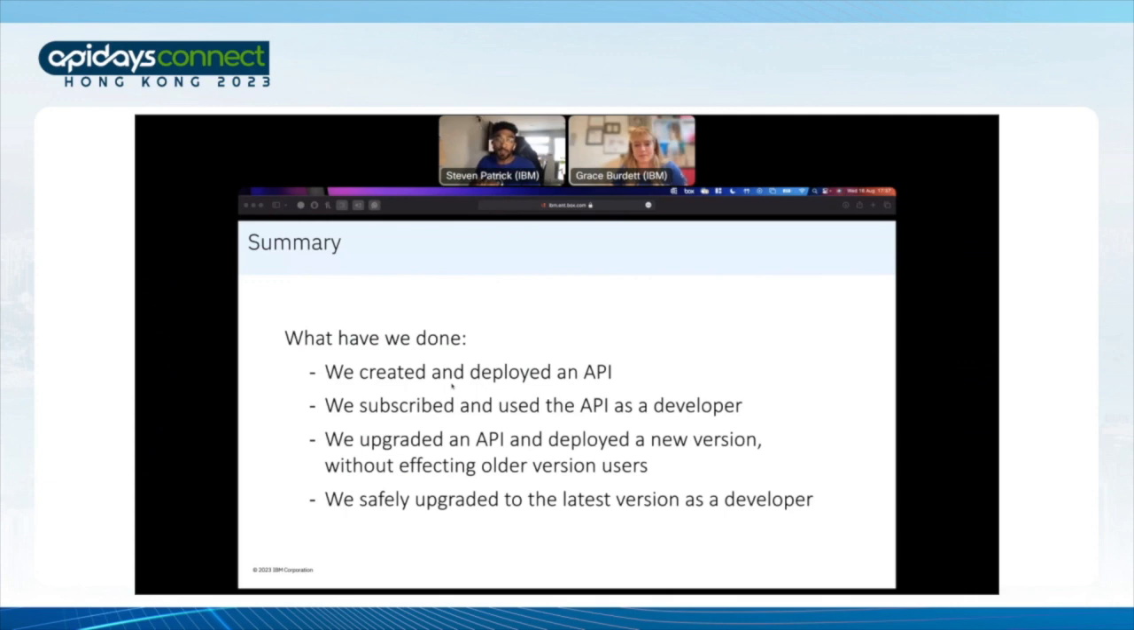Yeah, firstly, I hope everyone enjoyed that. And I think within under 30 minutes, as promised, we have created and deployed an API and published that API so that a developer could subscribe and use that API. And then we upgraded that very same API to have an additional feature and a change, and deployed that new version without affecting those using the current version. But then that developer could safely upgrade to the latest version as and when they wanted. So a very quick demo and run-around of what is possible.